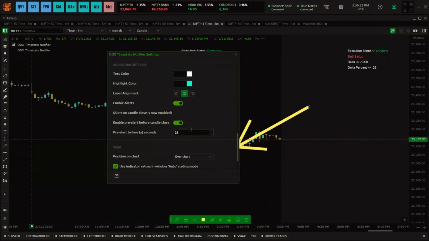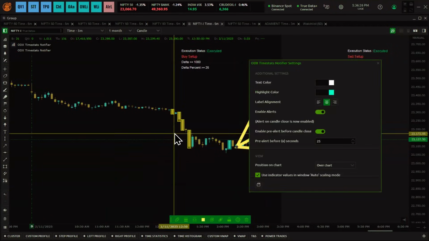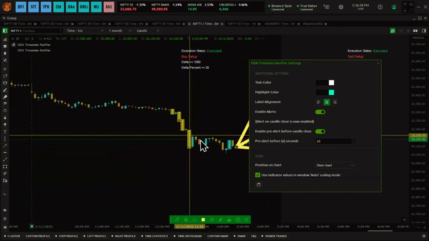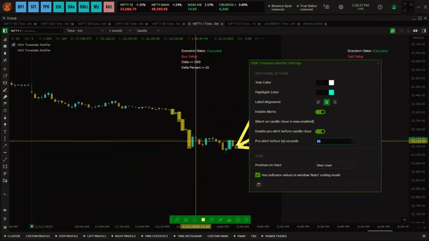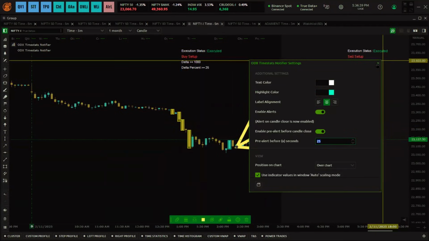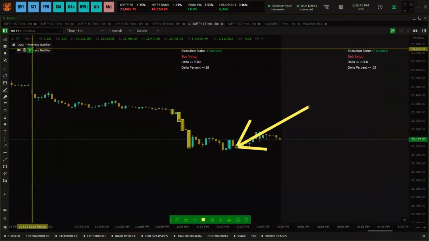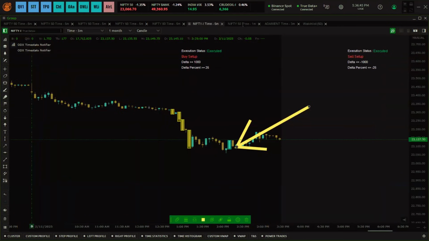You can open a pre-alert and it will give you an alert 25 seconds before. If the condition still meets when the candle is closing, it will give you an alert again. If the condition does not meet, it will not give you an alert. So the pre-alert can already make you aware that your conditions are about to meet. Be ready to take a trade. Decide your strikes you want to buy, or maybe if you are buying future. So this is why ODX timestamps are also very useful.